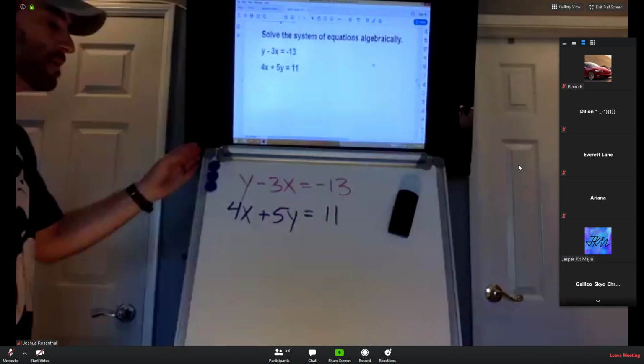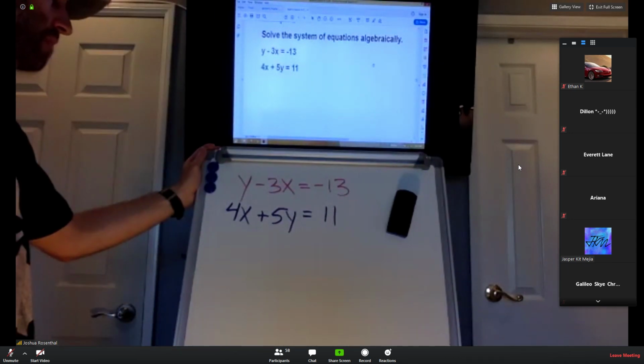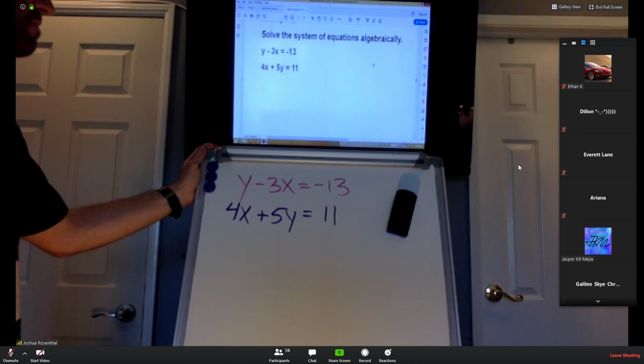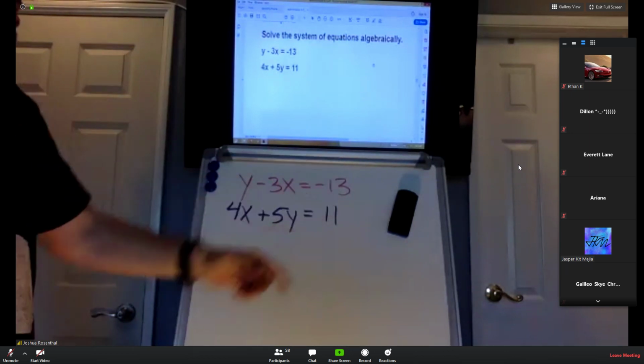This one I'm going to do elimination. You can solve for y by adding 3x over there. That's one way to do it.